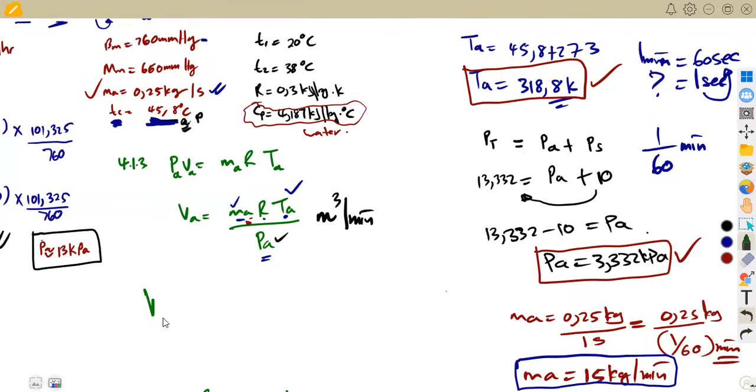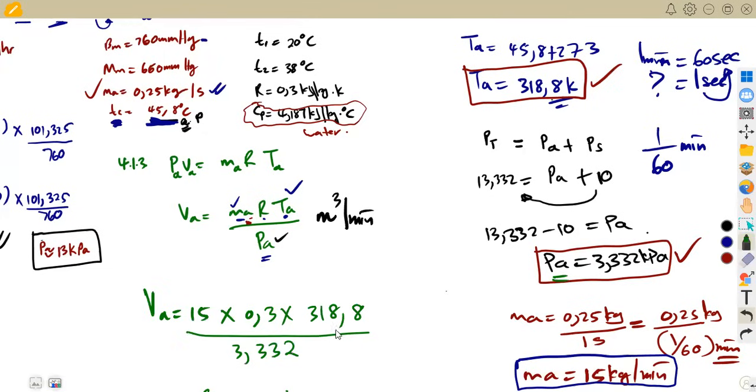So we're going to just substitute. The volume of air is going to be the mass of air, 15 kilograms per minute, times R, in this case 0.3, times the temperature of air in kelvins, which is 318.8, over the pressure of air, which is 3,332 kilopascal. So that's it.